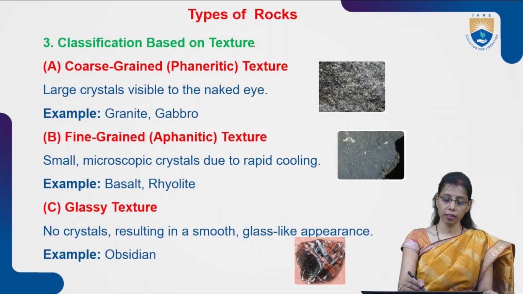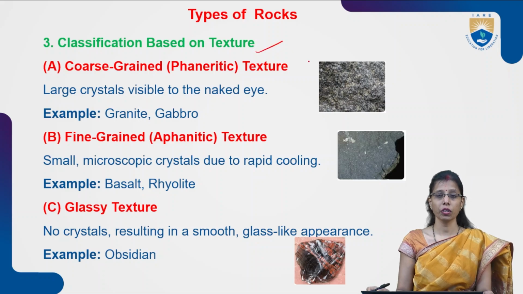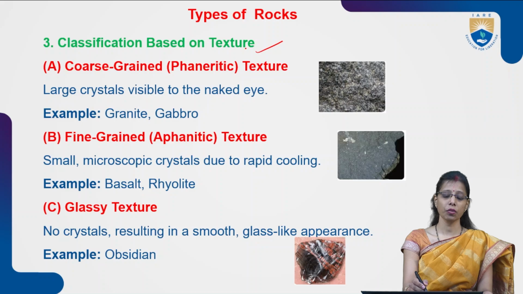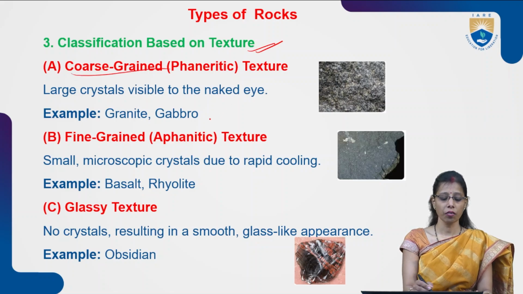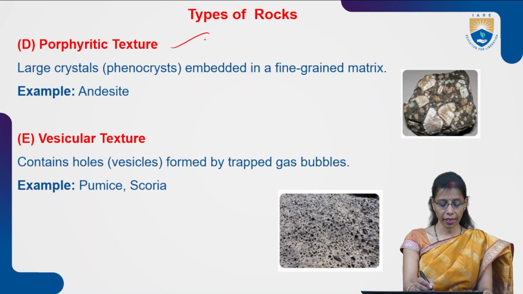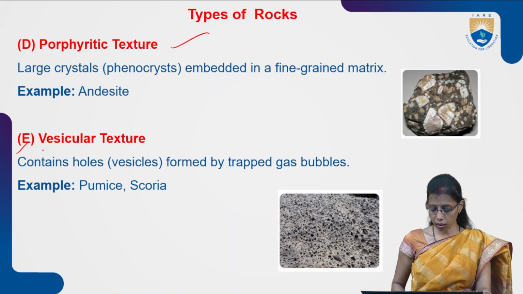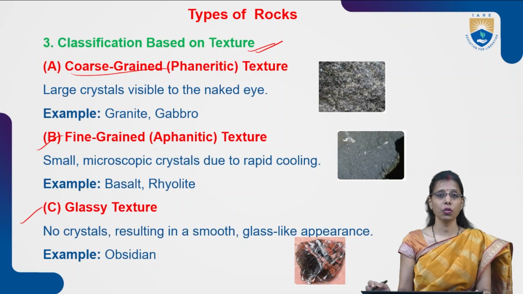Now let us understand classification based on texture. We have seen classification based on composition, based on the mineral composition. Now let us see classification based on texture. Igneous rocks are classified as coarse grained, fine grained, glassy texture, porphyritic texture, and vesicular texture. These are the few textures on which the classification is based.